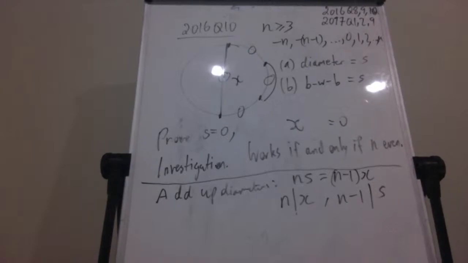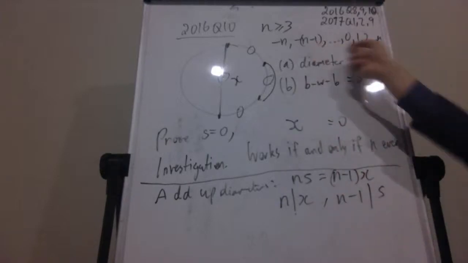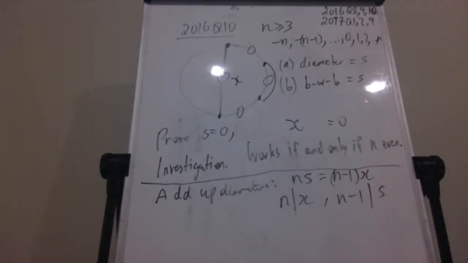So n, x must be really big, and s must be bigger than n. Well, x is one of the numbers, by the way. So how can it be bigger than n? Well, that means they have to be the same.